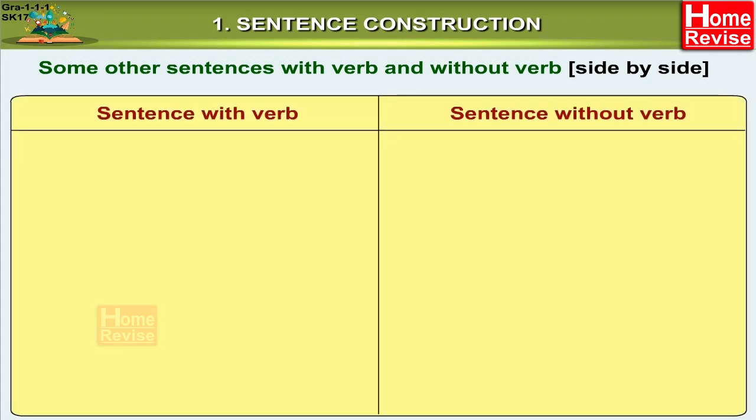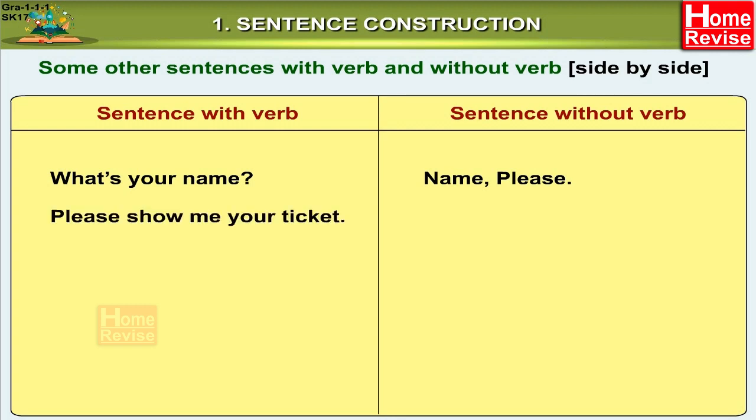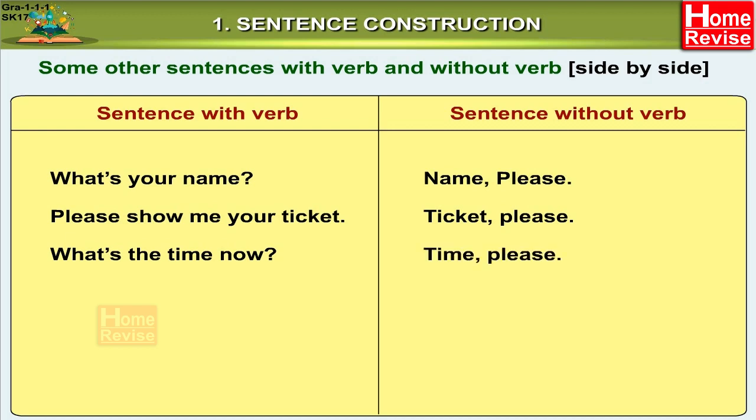Sentence with verb: What's your name? Sentence without verb: Name please. Sentence with verb: Please show me your ticket. Sentence without verb: Ticket please. Sentence with verb: What's the time now? Sentence without verb: Time please.